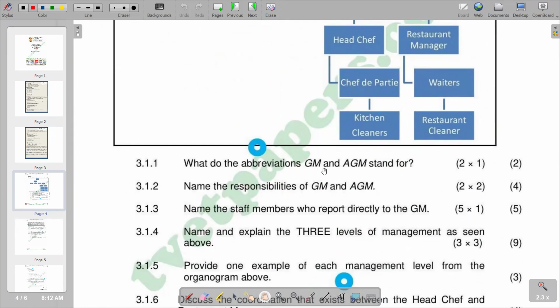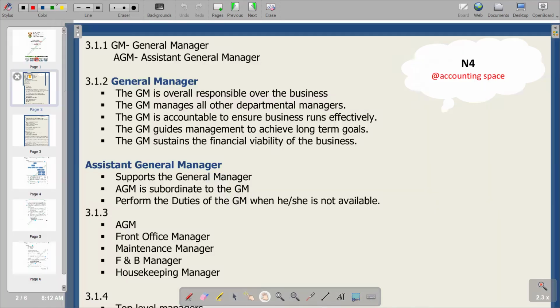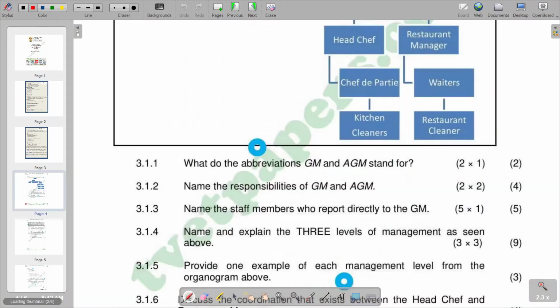Beneath that, we have the first question, which reads, what do the abbreviations GM and AGM stand for? GM stands for general manager and AGM stands for assistant general manager. So we have those extensions on our answer section: GM, general manager, then AGM, assistant general manager.